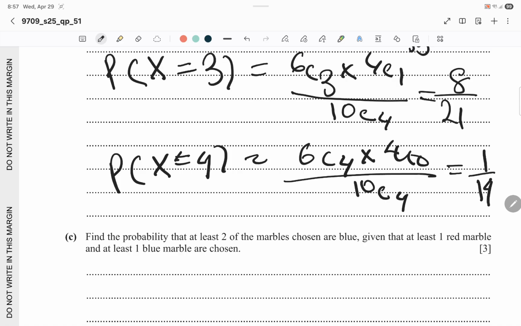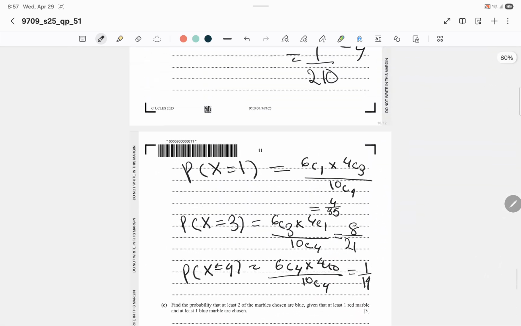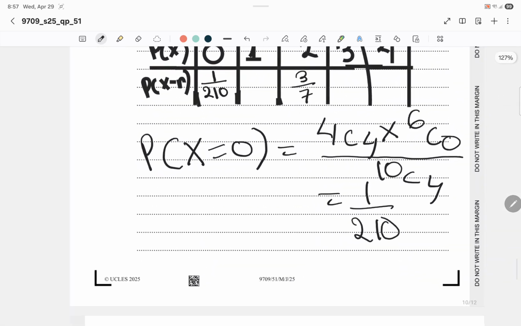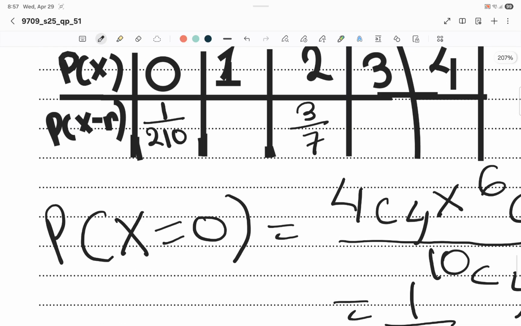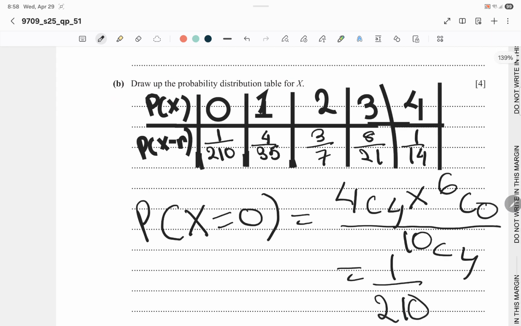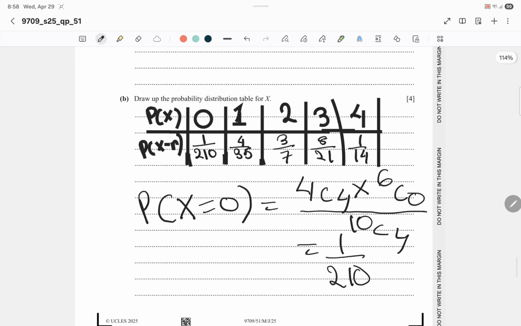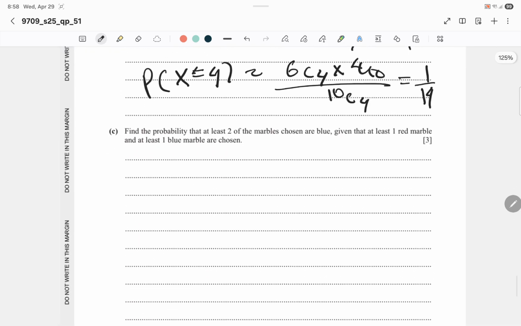So just place these four values over here in the table and you are good to go. 4 by 35, then 8 by 21, 1 by 14. Also guys, just to check, add all these values up, should be 1. If it isn't, then that means I did something wrong.